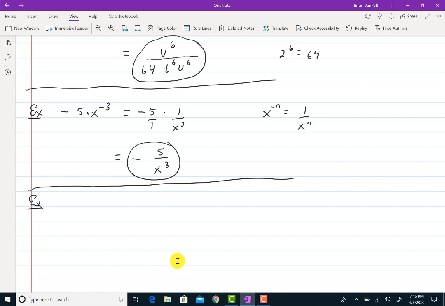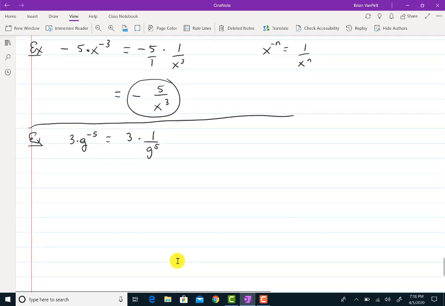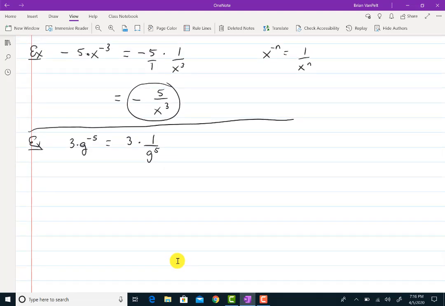Next one we have 3g to the -5. And this is exactly like the last problem. If I think of it as 3 times g to the -5, then you won't be confused with the 3 being attached to the exponent anyway. I'll get 3 times 1 over g to the 5th, and that will make the positive exponent. As before, if I think of it as 3 over 1, I'm going to get 3 over g to the 5th power, and that finishes it off.